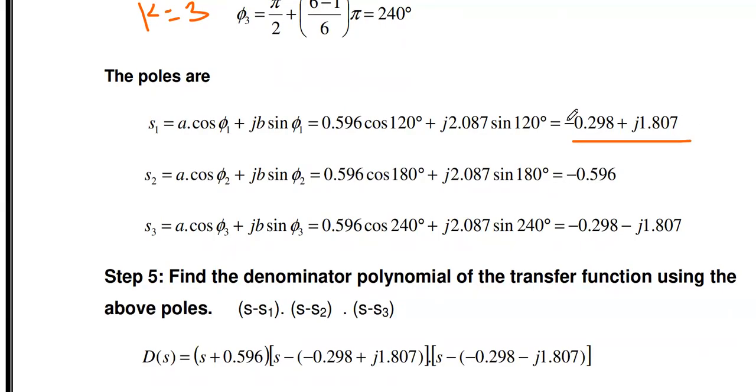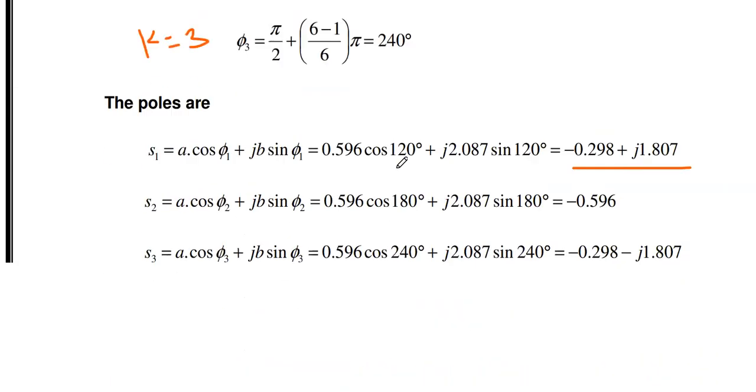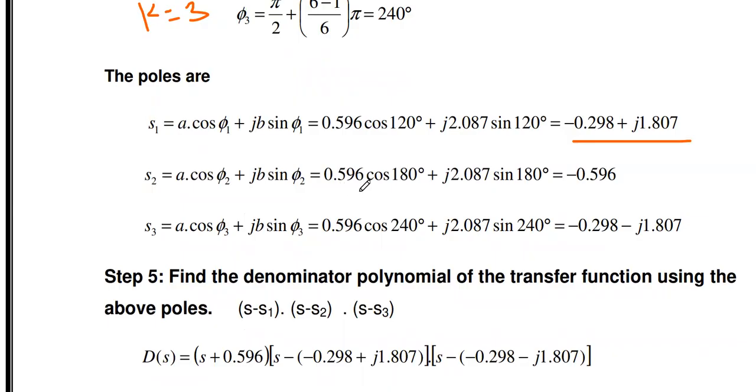So the first pole is minus 0.298 plus j 1.807. Okay. Similarly, in order to find the second pole, a cos φ2 plus jb sin φ2. So what is the angle? The second angle φ2 is 180 degree. So 0.596 cos 180 plus j b value 2.087 sin 180. So you know cos 180 is minus 1, sin 180 is 0. So we can get the answer minus 0.596.